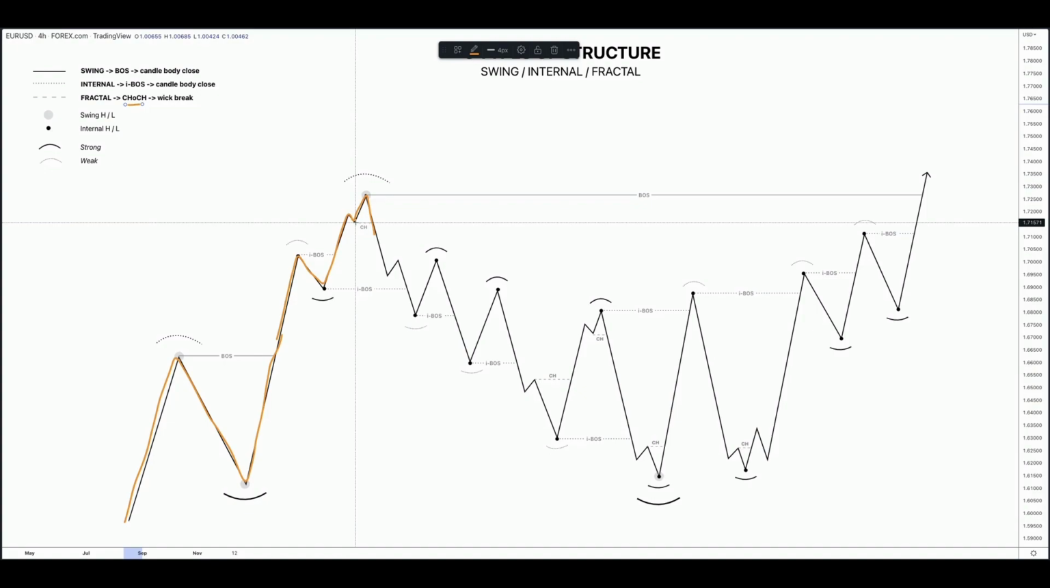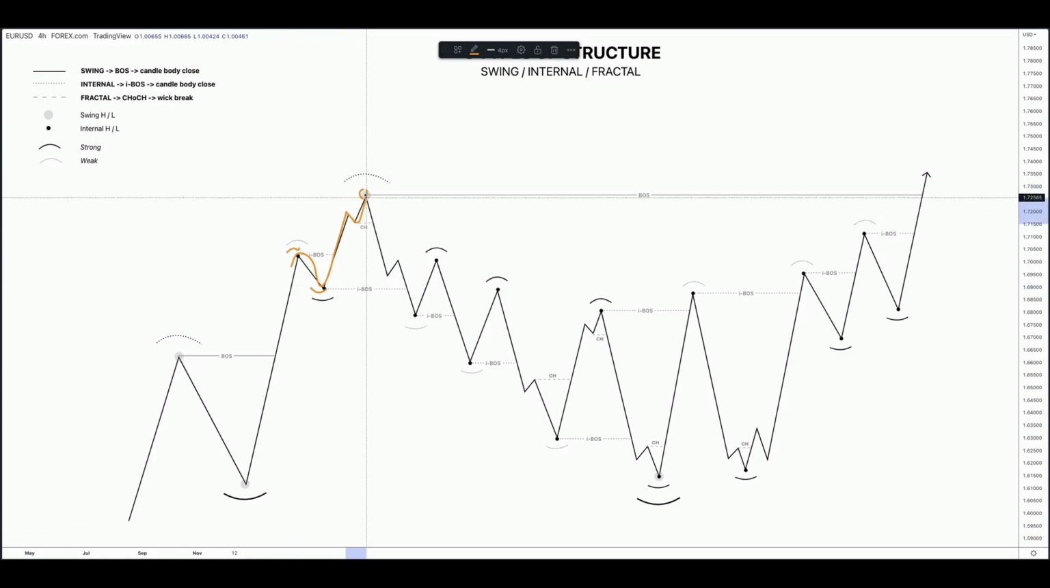It's just what we call a chock, just a little change of character, okay? So when this happens and you get that tiny little bit of structure breaking, at this moment, all a chock signals is an internal pullback, okay? So into the internal structure is this movement here, right? So this is your internal low, that was your internal high, and then we formed an internal higher high.